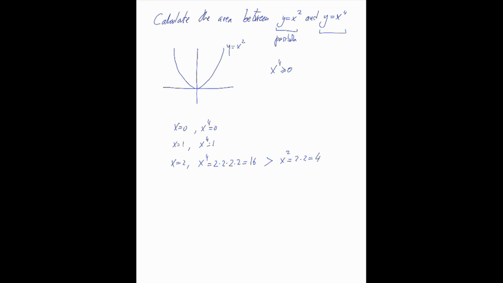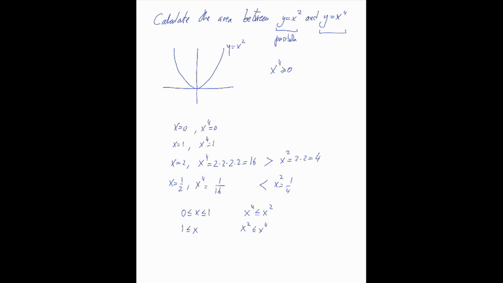You can keep going with different integers, and you see that x to the fourth is bigger. However, that's not always the case, because suppose we take something like x equals 1/2. For 1/2, x to the fourth is 1 divided by 16, and x squared is 1 divided by 4. So here it is smaller. So for x between 0 and 1, x to the fourth is smaller than x squared. And for x greater than 1, x to the fourth is bigger than x squared. And the same thing with negative numbers.